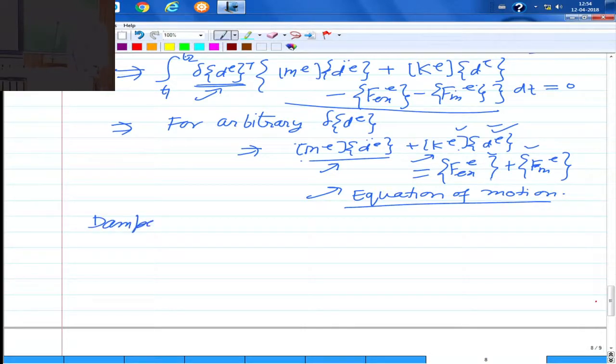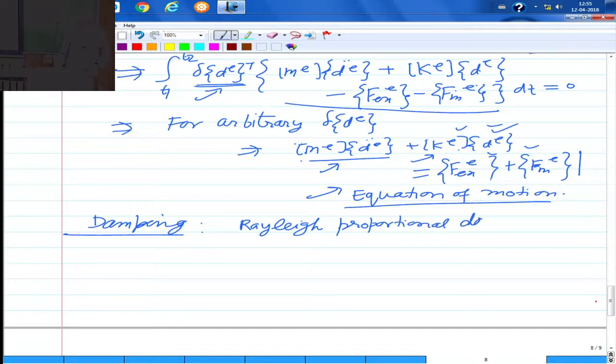So how do we incorporate damping here? So far we only included the inertia forces, kinetic energy, corresponding strain energy coming through the delta V, and the virtual work of non-conservative forces coming here. But then if we have damping, how do we model that damping? One of the popular models of modeling damping is known as the Rayleigh proportional damping model.